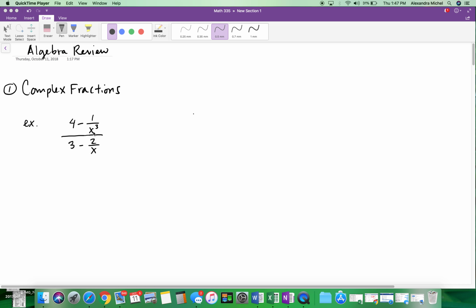So for complex fractions, an example of a complex fraction is what I have written here. It's a fraction that also contains fractions. And here the best way to simplify something like this is to find the least common denominator, or the LCD, of the entire expression. So if I just look at every fraction here, I see an x cubed and I see an x. So I want to find the LCD of x cubed and x.